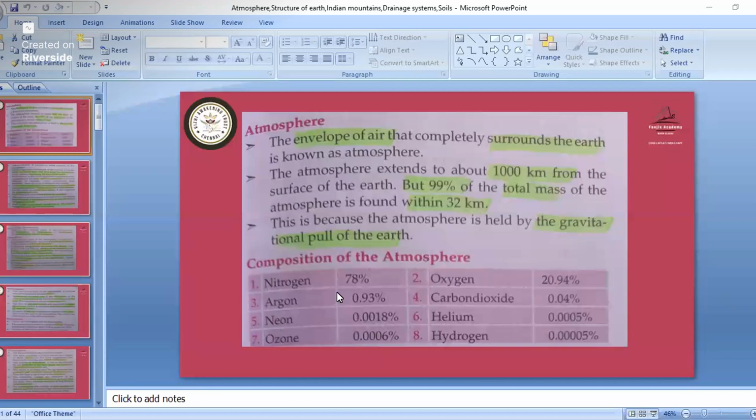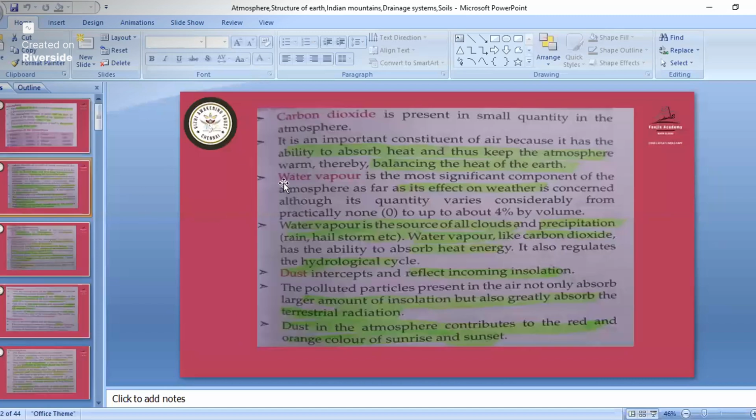the composition of the gases. So, in that you can see argon 0.93%, CO2 0.04%, neon 0.0018%, helium, and also hydrogen. This is not visible here, so you can study it from the slide, and you must know all these elements and their composition in the atmosphere. Now we will come to the next.